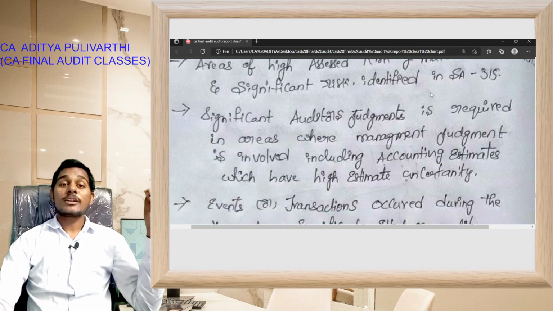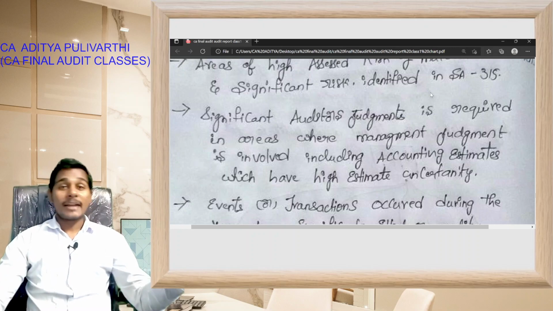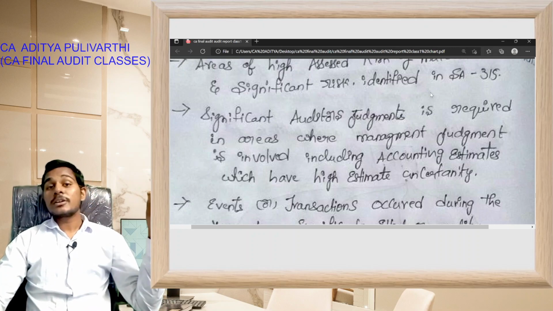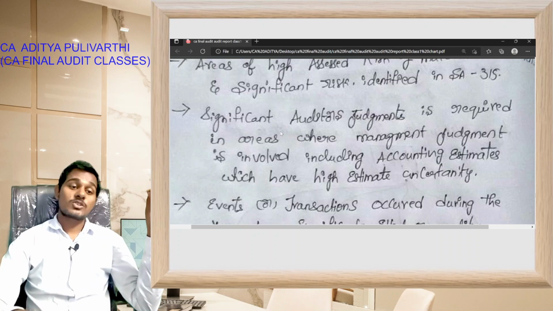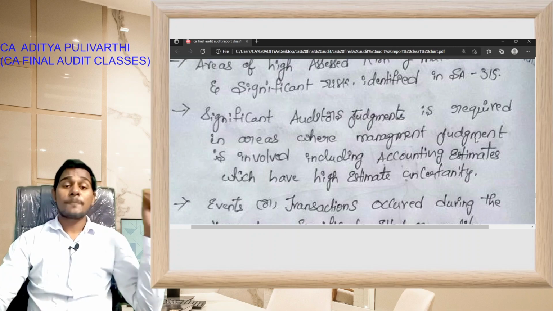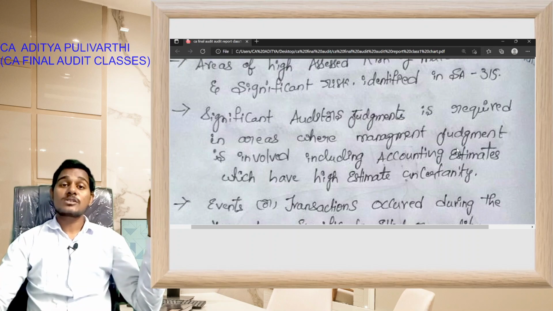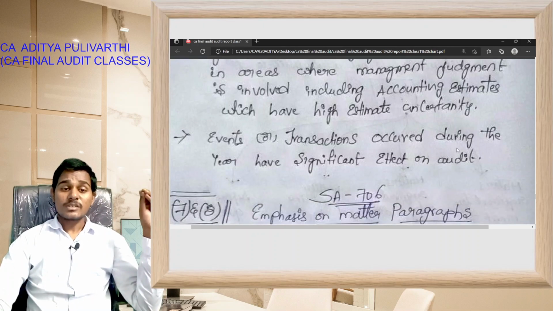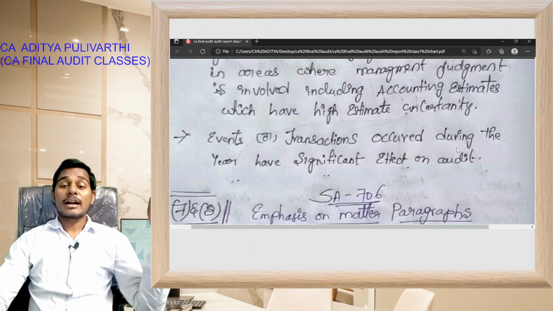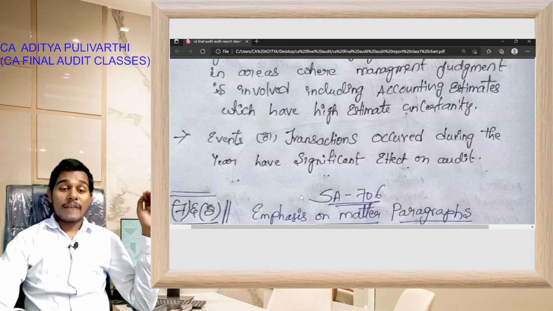See, significant auditor judgment is required in matters where management judgment is involved, including accounting estimates having high estimation uncertainty. See students, in such cases also, the auditor will consider them more significant and treat them as key audit matters during the audit of the current financial year. See, events or transactions which occur during the year having a significant effect.